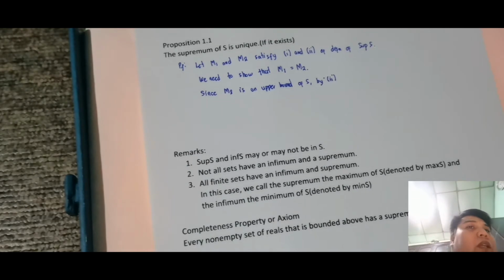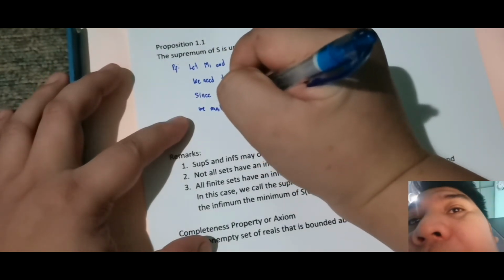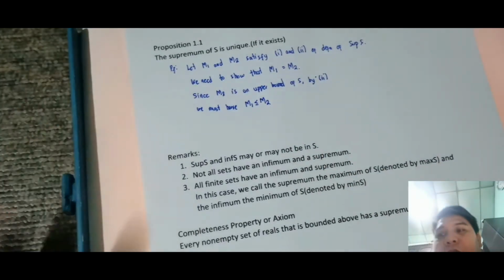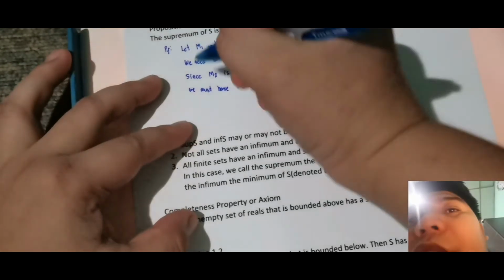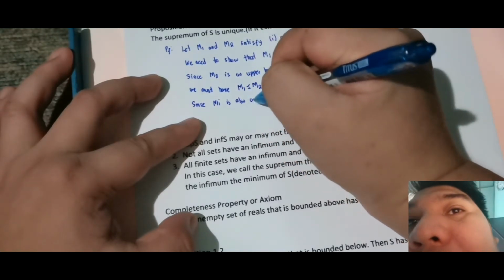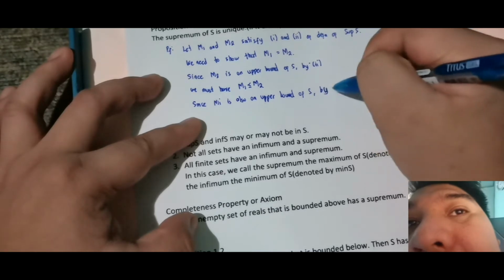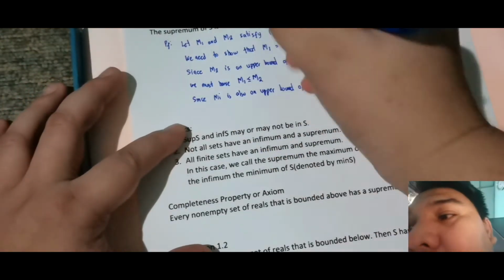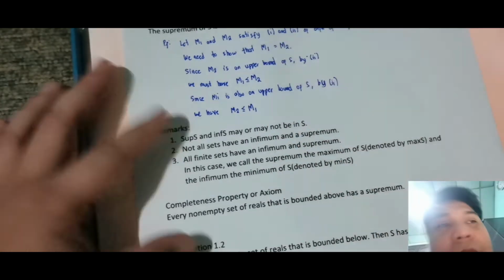so kung si M2 yung upper bound, meaning si M1 yung supremum. Okay, kung si M1 yung supremum, meaning we must have M1 is less than or equal to M2. Okay, so meaning si M1 yung supremum natin, siya yung pinakamaliit na upper bound. Okay, next, likewise, since M1 is also an upper bound of S by 2 also, by definition of 2. Okay, kung si M1 yung upper bound, meaning si M2 yung supremum. So kung si M2 yung supremum, we must also have M2 is less than or equal to M1. Okay, kasi para silang upper bound eh.